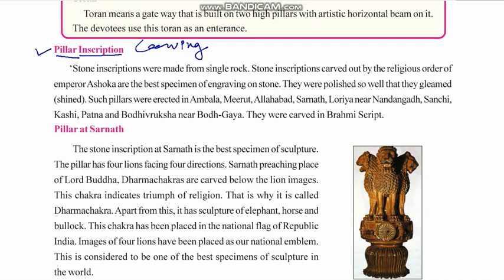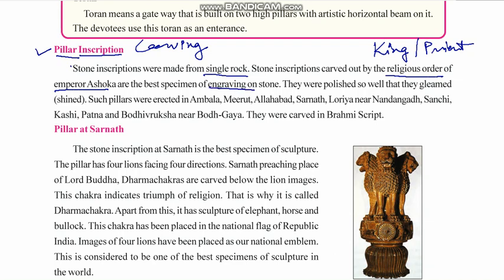Okay, let us read. Stone inscriptions were made from single rocks. They were carved out of single rocks. Stone inscriptions were carved by the religious order, either of the king or a priest. Here it was done by the order of Emperor Ashoka. They are the best specimens of engraving on stone.